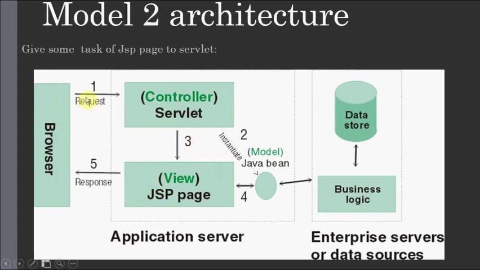Same as before, the browser makes a request in the MVC architecture, which we already know in detail from servlets too. We always start from the browser. The browser makes the request, then our process starts. So this is the first step: the browser makes the request to the controller, or servlet. Here the servlet behaves as the controller. So the first request is made by the browser or client to the servlet.